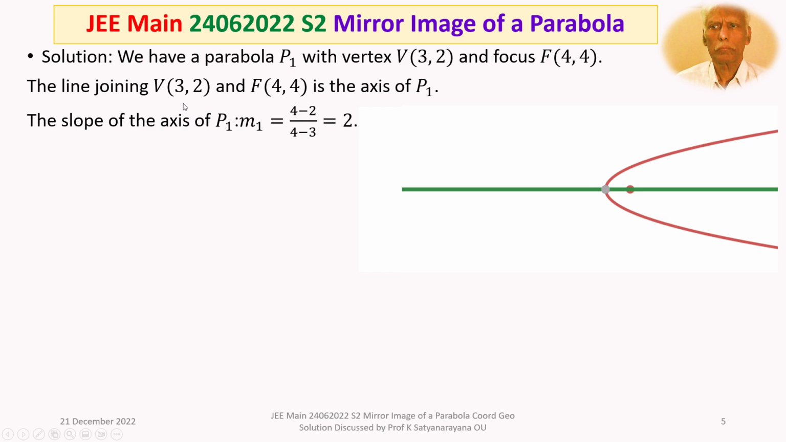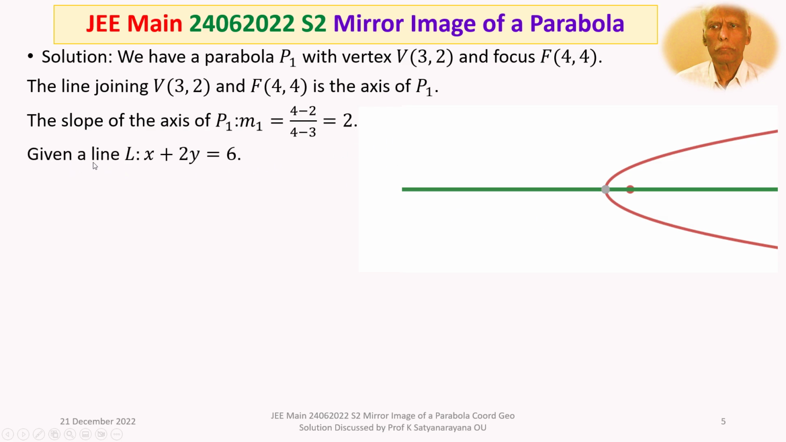How do we find the slope of this axis? It is the line joining the points (3, 2) and (4, 4). Therefore, its slope will be (y2 minus y1) by (x2 minus x1), that is (4 minus 2) by (4 minus 3), that is 2 by 1, which is equal to 2. So the slope of the axis, M1, is 2.